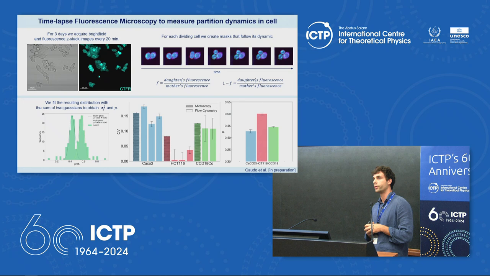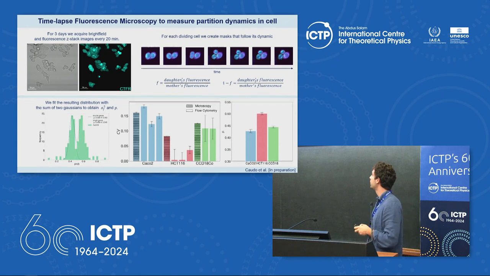Then we wanted to validate the results obtained with canonical time-lapse fluorescence microscopy. So we repeated the same experiment, but following proliferation under a microscope. For each division, we created masks following the division process with which we could reconstruct the total fluorescence of the single cell and compute the partition fraction by comparing the daughter's fluorescence to the mother's fluorescence. By doing that for all the divisions that we could see in our data, we can then directly reconstruct the partition distribution and obtain its asymmetricity and variance by fitting it with the sum of two Gaussians. The obtained results are shown in the last two bar plots, where the comparison with the microscopy data are the darker ones and flow cytometry are the lighter ones.